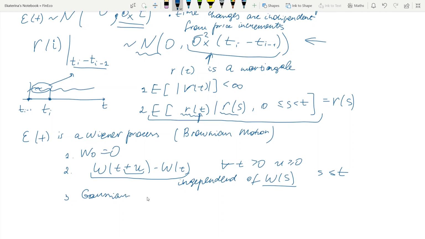Another property of the Wiener process is that it has Gaussian increments. In particular, if you look at those increments, where you just look u nanoseconds ahead, they are normally distributed, and the variance is governed exactly by the time increment. So you see the similarity here. And of course, I forgot that the Wiener process is continuous in t.